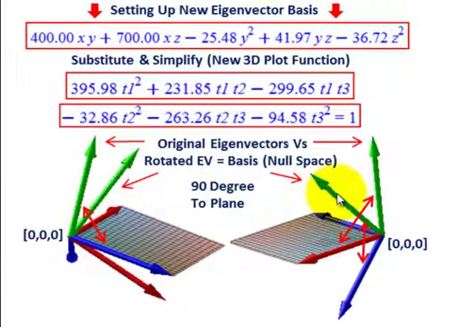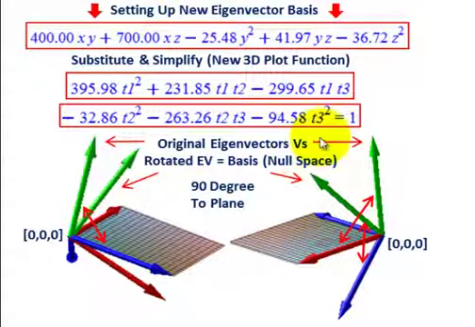Remember, those are just the unit vectors we're talking about. So the eigenvalues are going to follow the same path here. They're just the multiple of our unit vectors here. So we've got this 90, they're 90 degrees to some plane that we're talking about.